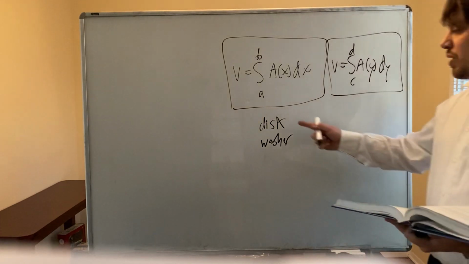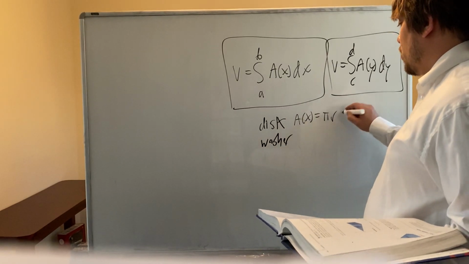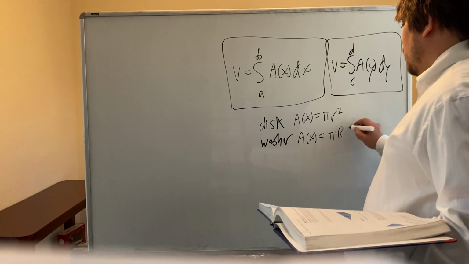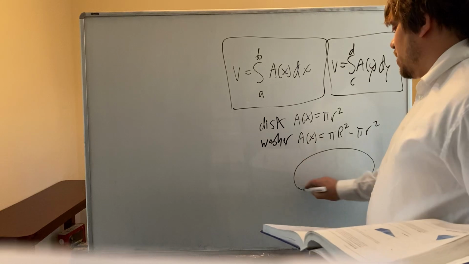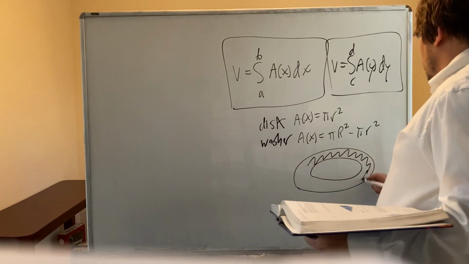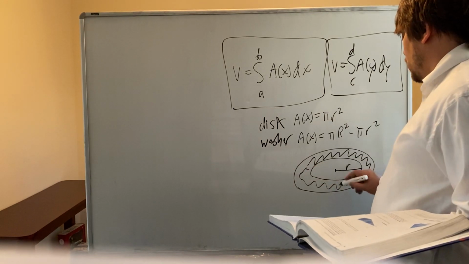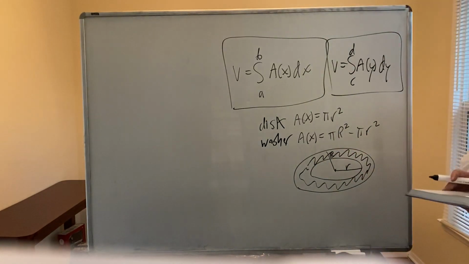The area of a disk would be pi times r squared. The area of a washer would be pi times capital R squared minus pi times little r squared, where the washer is kind of the region between two circles. Little r is the radius of the smaller circle, and capital R is the radius of the larger circle.